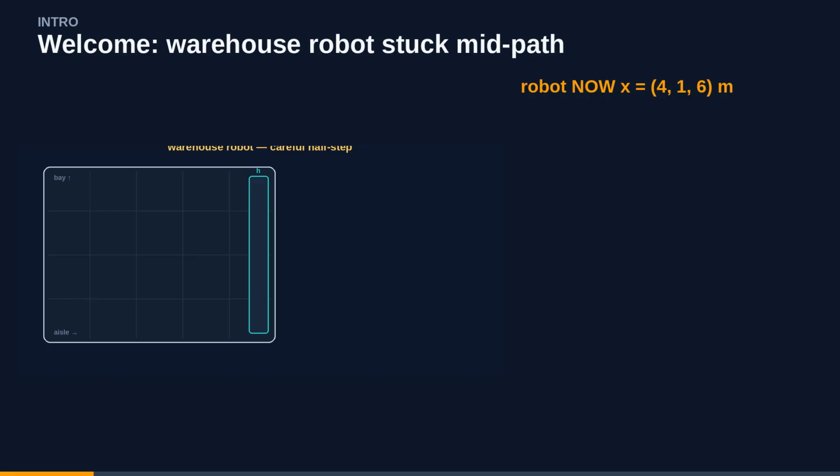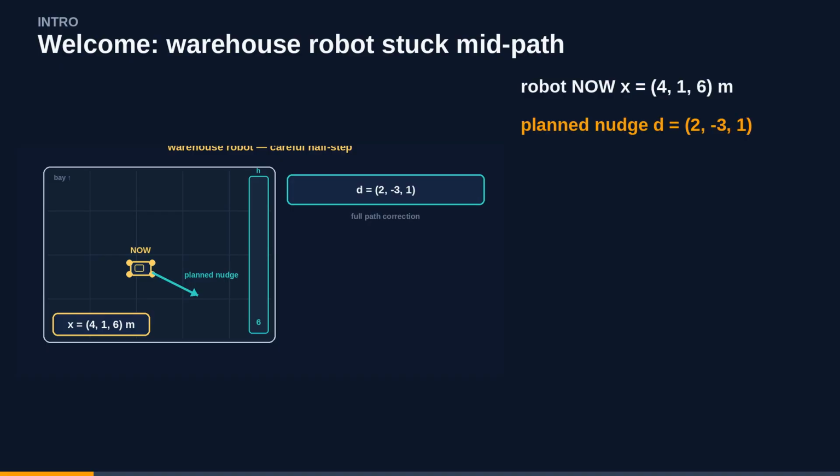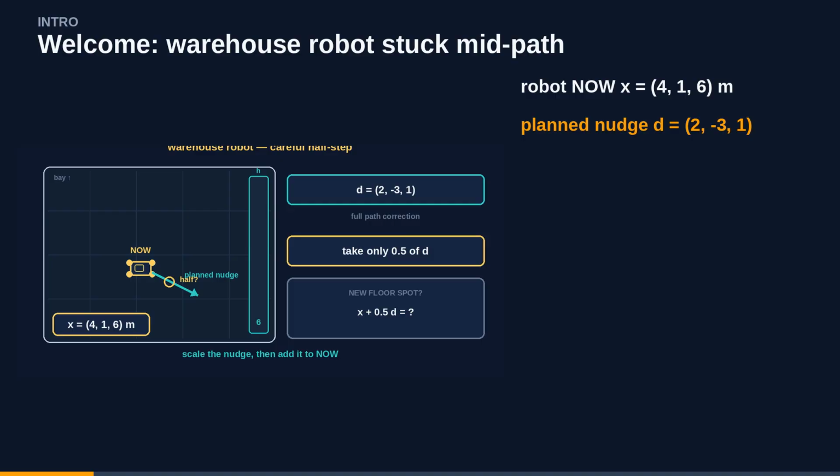Welcome. Today we move a warehouse robot that is stuck mid-path. On the floor map, the robot sits at 4 meters along the aisle, 1 meter across the bay, and 6 meters on the shelf height. A planner already chose a full nudge of 2 meters, minus 3 meters, and 1 meter up, but the operator wants only half of that nudge for a careful approach. What is unknown is the new floor position after that half step.